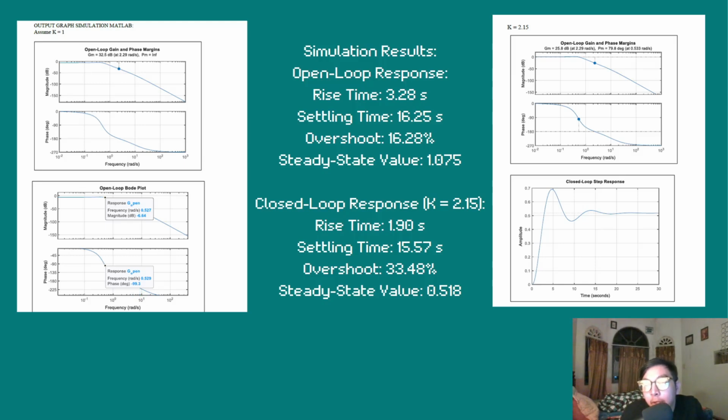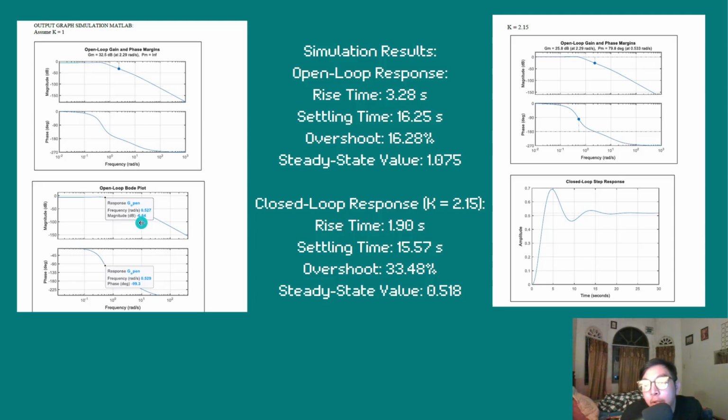99.3 degree, which is the frequency 0.529. So I align with the magnitude graph. I align 0.527. So I get the magnitude 6.64.